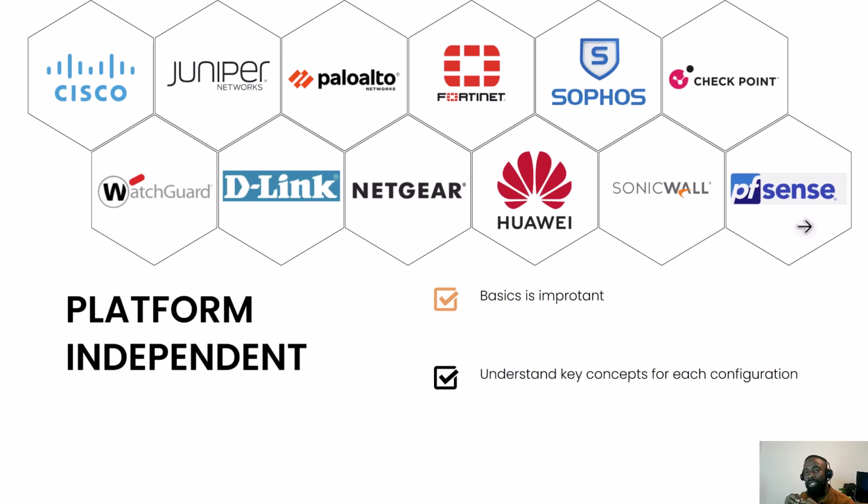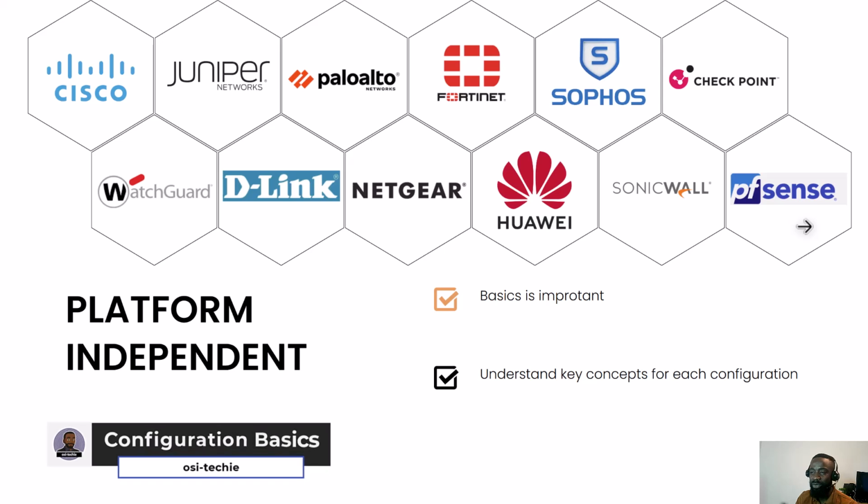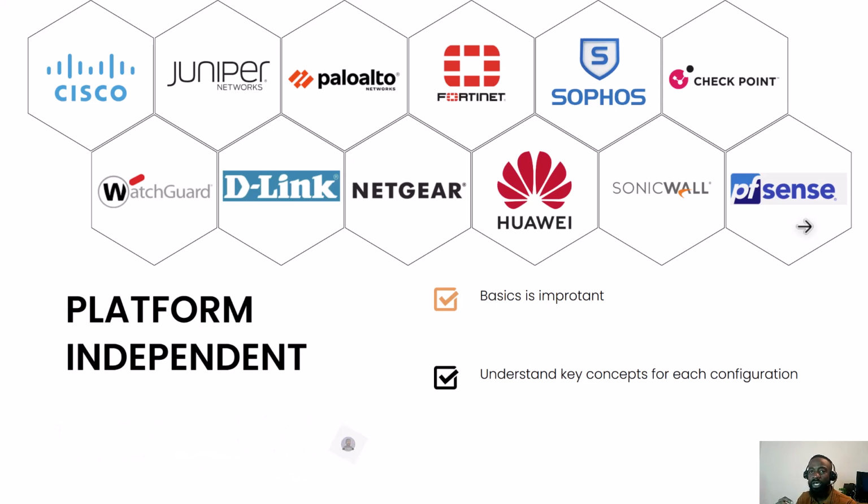So ensure that you understand the basics of these concepts, especially if you're new to networking. Understand the basics. It is really important. And then understand the key concepts for each configuration. I've already talked about these key concepts. For instance, routing: you have to understand your source, destination, administrative distance, hello time, dead times, and things like this. If you understand the key concepts, it would help you know how to tweak the configuration efficiently to suit the goal that you're trying to achieve.